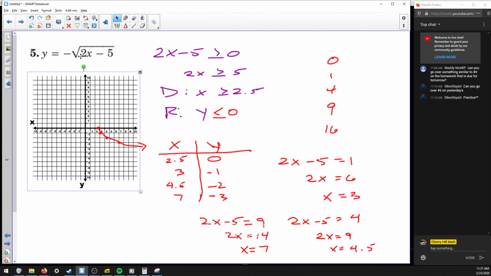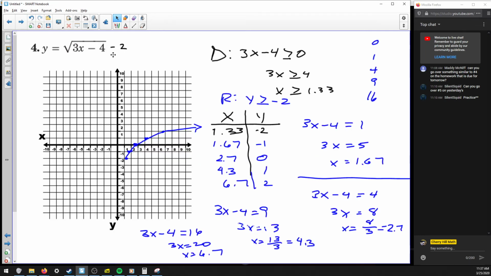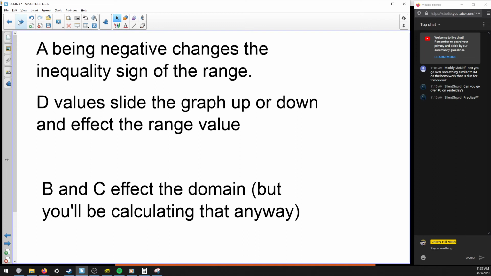And then this one had a negative a value, so that caused my sign to flip, but it didn't go up or down because there's no d value, okay? And then this last one has the -2, so that did cause it to slide down to -2, but there is no negative, so that one didn't flip, okay? So again, here's your summary. Okay. If there are any questions, please let me know.